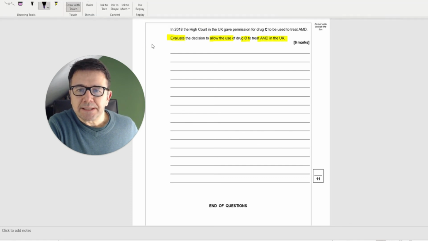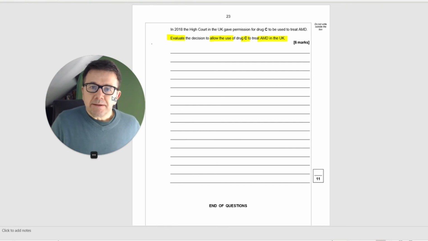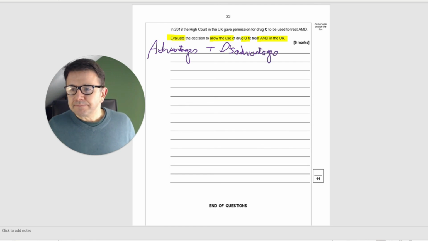So evaluate is looking at basically the pros, so the advantages and the disadvantages. Okay, so what are the advantages and disadvantages? And you need to mention both in your answer. There we go. So let's have a look at the answer.